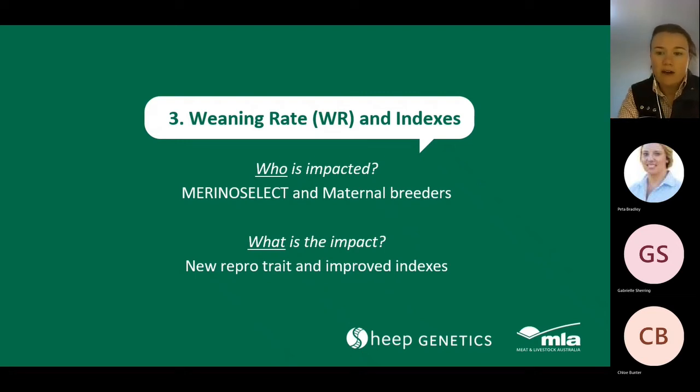So as part of our analysis enhancements this year, we will be introducing an improved reproduction trait and including this trait in indexes. This enhancement is going to impact our Merino select and maternal breeders who have access to the component reproduction evaluation. What they will see is this new reproduction trait called weaning rate, and they will see changes and improvements to their indexes.